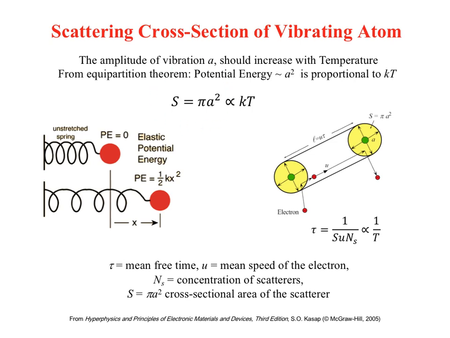The equipartition theorem from thermodynamics tells us that the average potential energy of the system is proportional to kT. Thus, the scattering cross-section of a vibrating atom should be proportional to kT. This then gives us a scattering time inversely proportional to temperature. Using this very simple argument, we have shown that by increasing temperature, we make the atoms vibrate more such that they cover a larger area, scatter more electrons, and decrease the time between collisions.